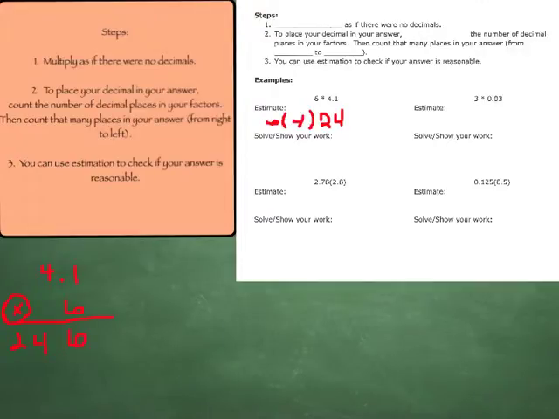Now we count our decimal places. We swooped it one place here. We have no decimals here, so in our answer we're going to swoop it one place. So we start at the far right and we swoop it one place. And so our answer is 24.6.